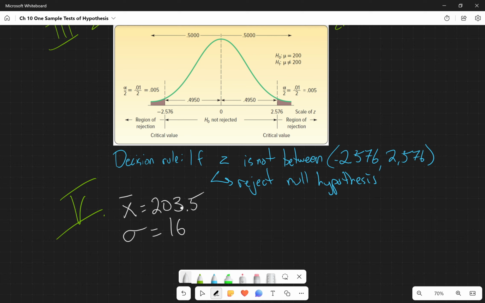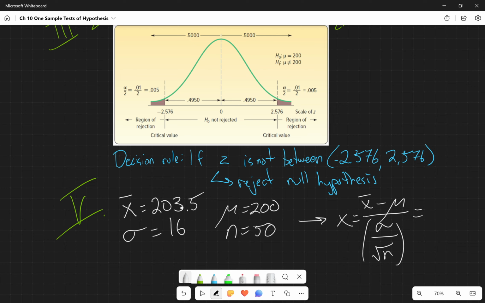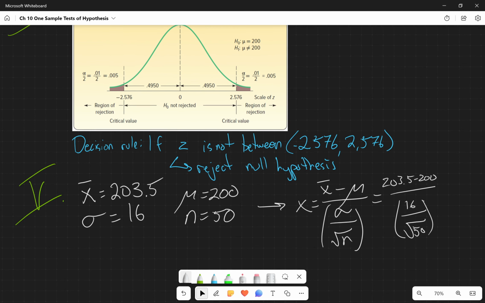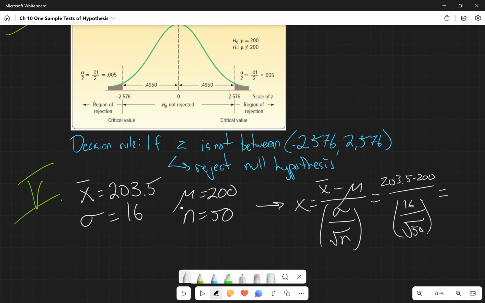So putting this in, with our mu equal to 200 and our n equal to 50, we end up with z equal to x bar minus mu over standard deviation divided by square root of n, which is equal to 203.5 minus 200 divided by 16 over square root of 50. This whole thing gives me a z value, sorry, not x value, z value of 1.547.